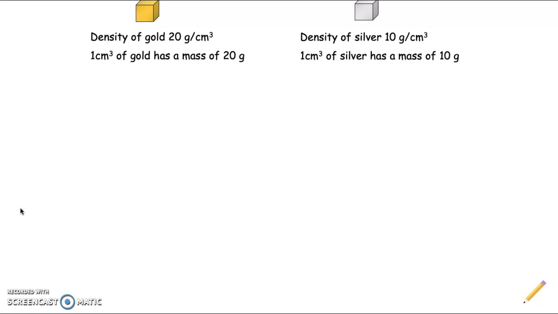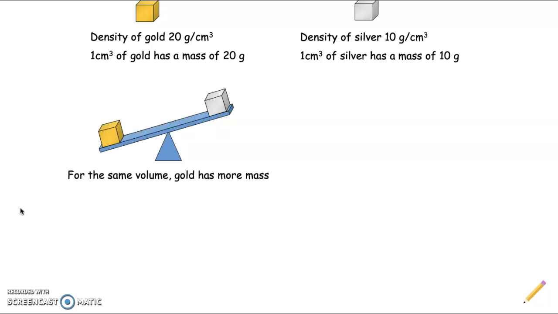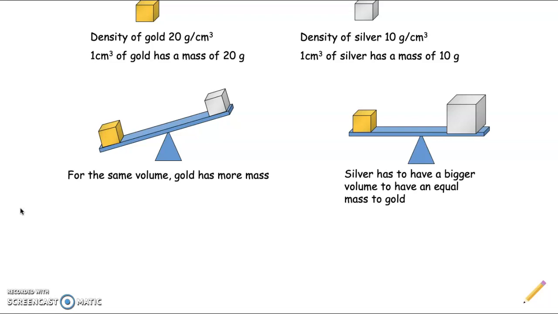Now that you've watched the video, this next slide should make a little bit more sense. So now we have the density of gold, and we have the density of silver. So for the same volume, because gold is more dense and has more mass, it would tip the scales. So for it to be equal, you'd need to have a bigger volume of silver to make sure it has an equal mass to the gold.